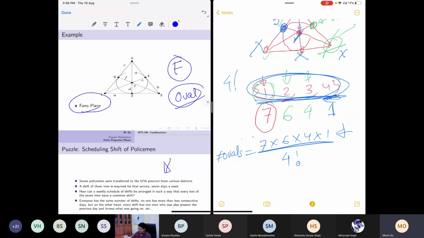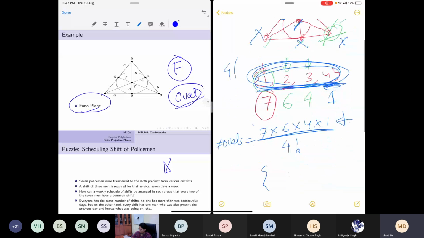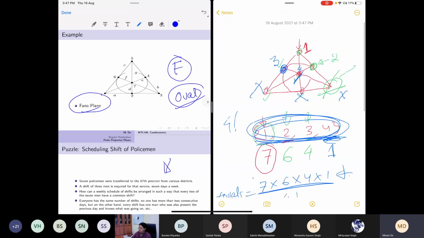Each of these is just one permutation, and you are counting all the possible permutations. So you are also considering, for the same vertices 1, 2, 3, 4 that you have drawn, that it will also appear like 4, 3, 2, 1. That is also one oval. So you are counting more, basically. 4 factorial times you are counting one oval, because you have labeled them.